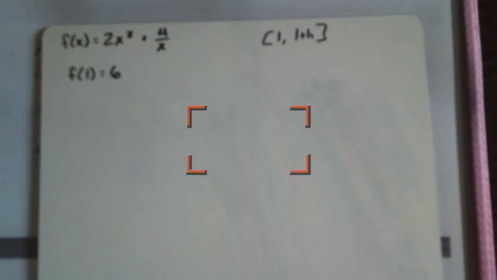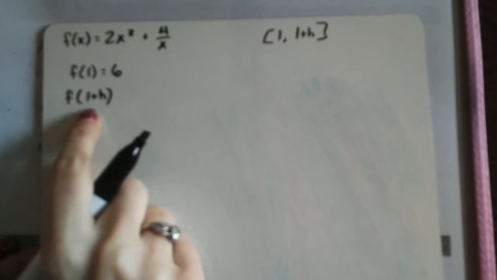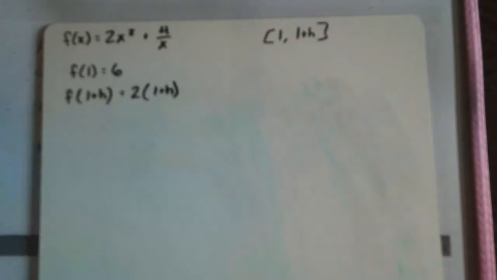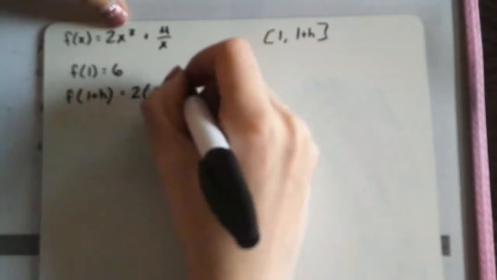I still need to find the y values associated with these. I already found f of 1. That was equal to 6. Now I need to find f of 1 plus h. You might be asking yourself, well, how do I find that? We find f of 1 plus h the same way we found f of 1. We plug in 1 plus h for x. So in this case, that's going to be 2 times, what am I plugging in for x? 1 plus h. Well, that x was squared, so my 1 plus h also needs to be squared.